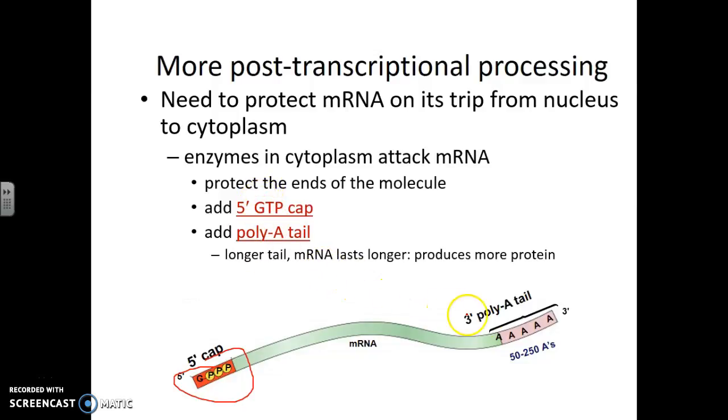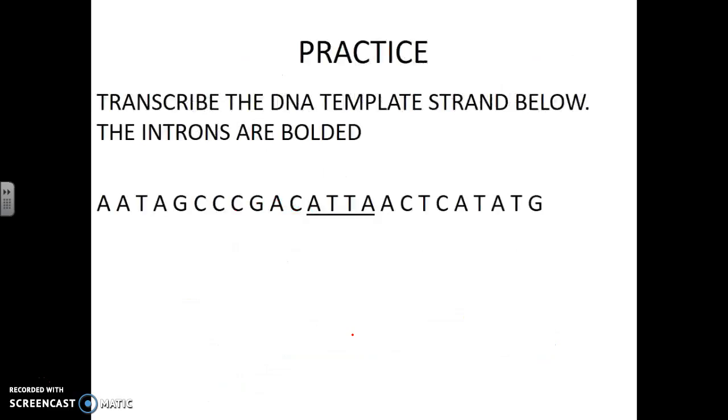The second thing that's added, at the 3' end, is a poly-A tail. The sole purpose of the poly-A tail, which is lots and lots of A nucleotides, is to protect the mRNA molecule from degradation by enzymes in the cytoplasm. It has been seen that the longer this poly-A tail is, the longer the mRNA lasts in the cytoplasm, and the more protein it produces. But over time, if the poly-A tail gets short, the mRNA will be degraded by the cell. So the poly-A tail prevents degradation of the mRNA by enzymes in the cytoplasm.